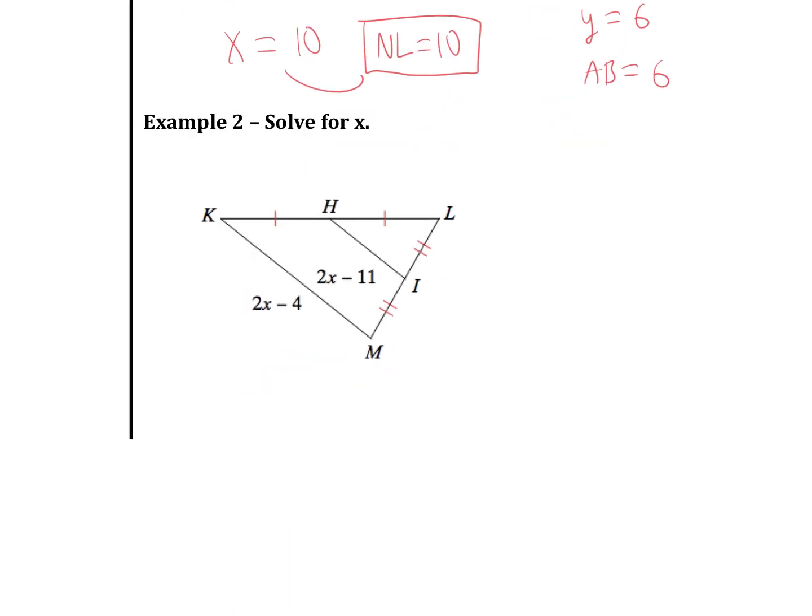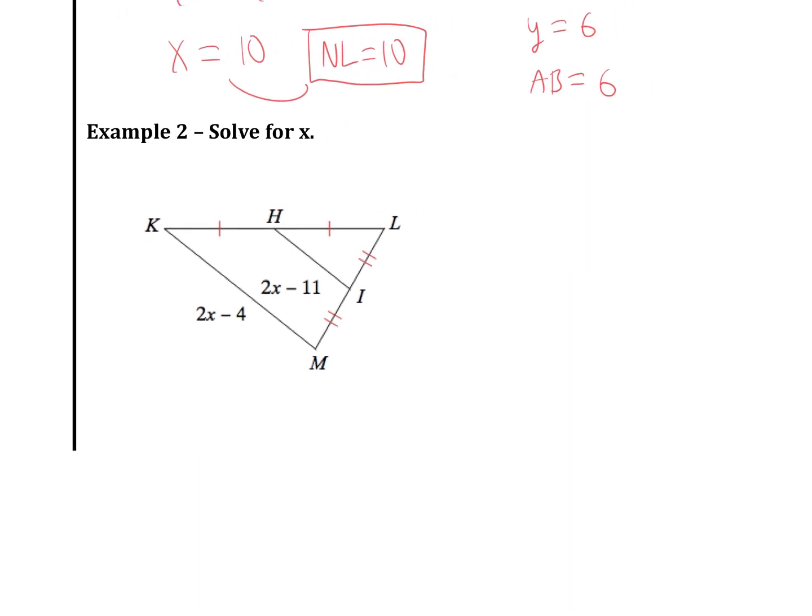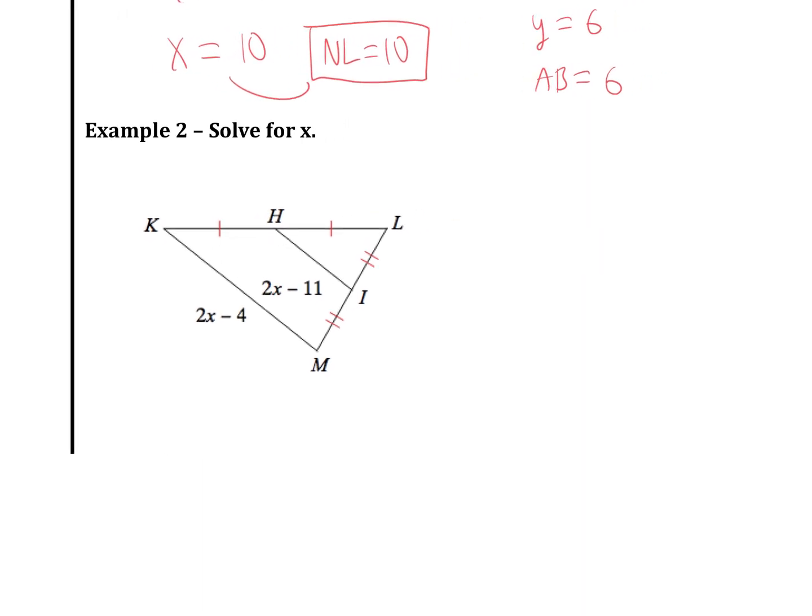Okay, now we're going to make it a little bit more challenging because that's what we like to do here. So solve for x. We have 2x minus 4 is KM, and we know HI is 2x minus 11. All right, so what's the setup here? Well, is KM half or double of HI? It is double. So we can actually do two different things here. I'm going to set up two different ways. So we could do KM equals double HI, or we could do HI equals half of KM.